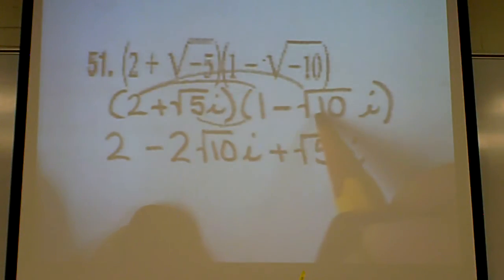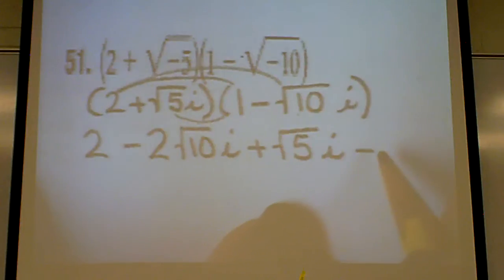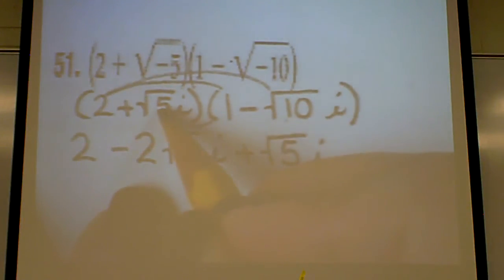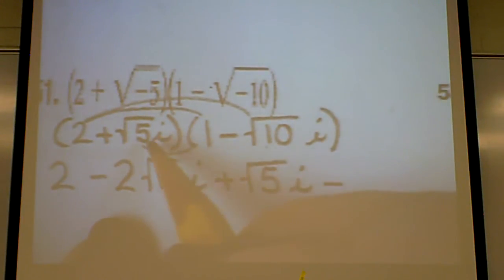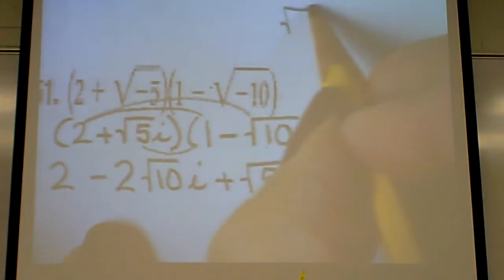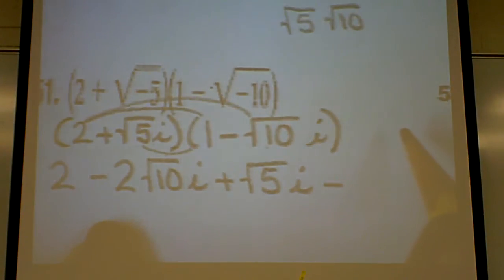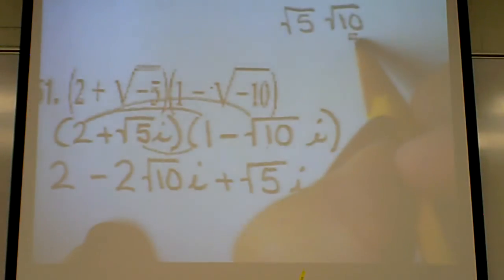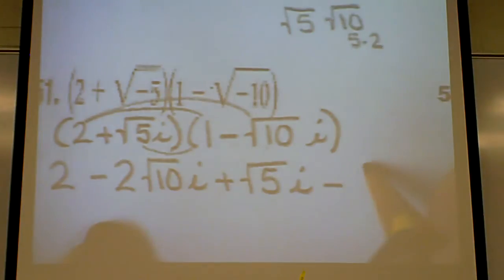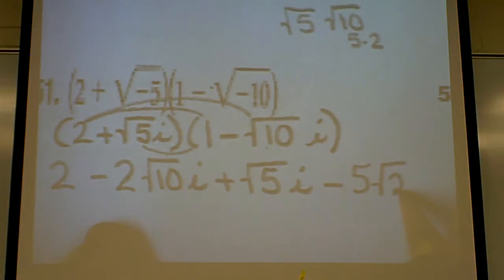And then this times this is going to be negative. And then, do you know how to multiply? This is old stuff. What's root 5 times root 10? You know what that simplifies to be? You see this is 5 times 2. You're going to pull the 5 out. It's 5 root 2. That's like review from Algebra 2.